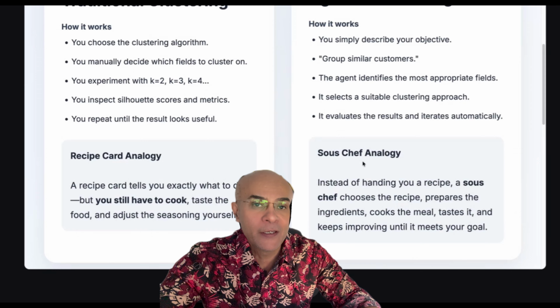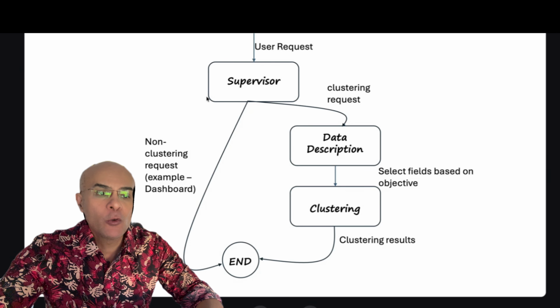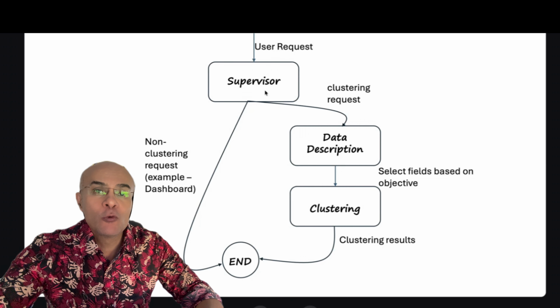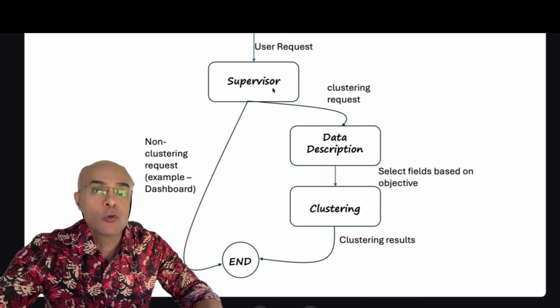Now let us dive into how to build agents which can do this agentic clustering. Let me also explain the architecture of this agentic flow. We are going to have a supervisor agent which is going to receive all the user requests. If the user request has nothing to do with clustering, it is going to end. But if the user has given a request related to clustering, first we are going to describe the data, and then we are going to select all the fields based on the objective of the clustering. We are then going to make the clustering and pass the result back to end.